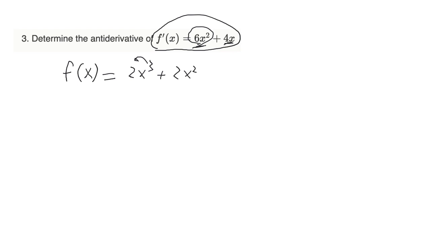Now, the last tricky part is that we need to keep in mind that really we can have any constant in front here, right? Because when you take the derivative of a constant, you get 0. So our final answer is going to be 2x cubed plus 2x squared plus c.